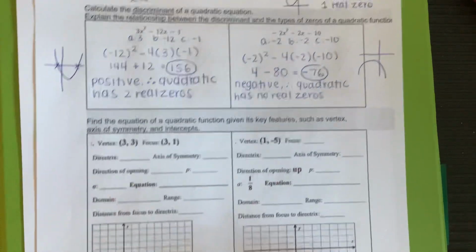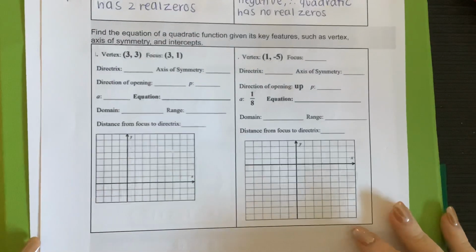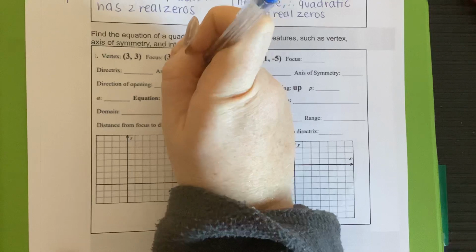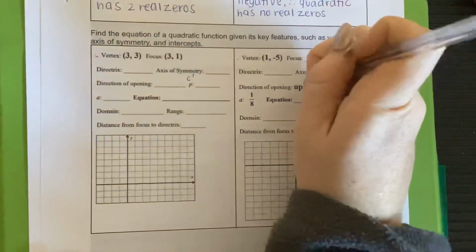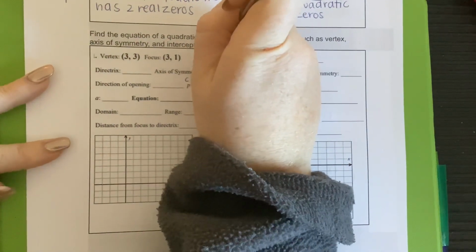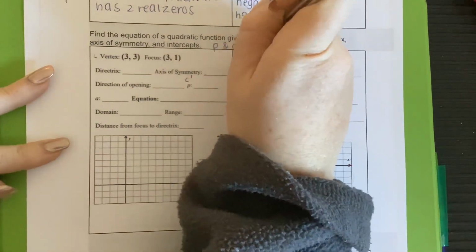Okay. Now, moving down. So this is stuff actually from my honors algebra class. I just like that it was set up and it kind of hit all the different key features. So that's why I wanted to show you guys. P is the same thing as C prime. So this is just focal length. So you can write that up there if you need it. So P and C prime equal focal length.